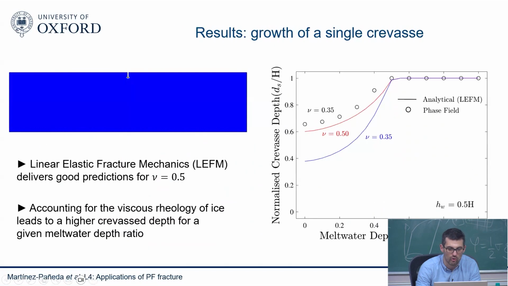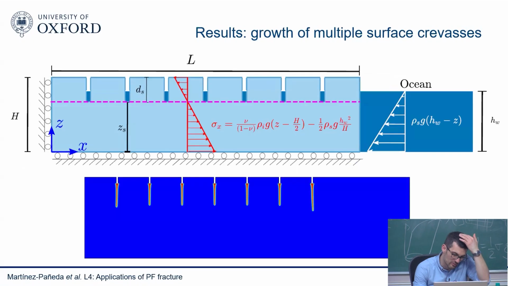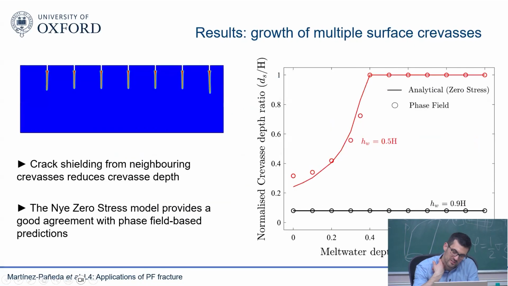So let's see if we can go beyond what the community is doing. We're using phase field. So here you can see the interaction between multiple crevasses. We do this, of course, for multiple spacings and so on. So there's a bit of shielding. You can see that the crevasses on the edges go a bit faster, but for this spacing, there's not much shielding. And we can compare this with a model called the zero stress model, which is based on just computing stress fields and determining when the stresses become compressive.